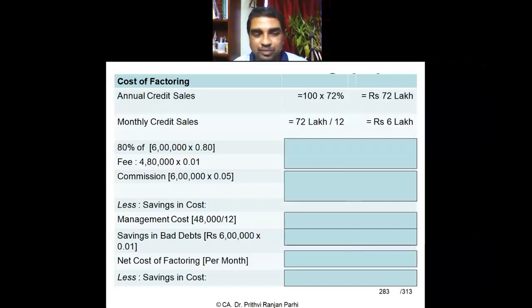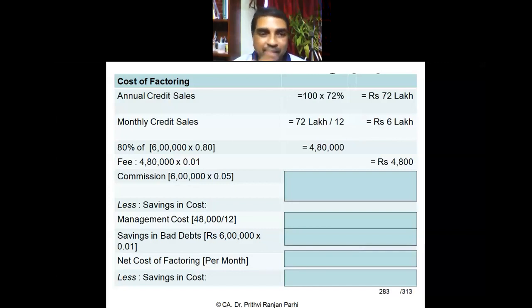80% is given in advance. So 80% of 6 lakh, that is 4 lakh 80,000, the factor will give us. And the factor will be charging us a fee of 0.01, or 1%, on this 4 lakh 80,000, which comes to 4,800 that we have to give.